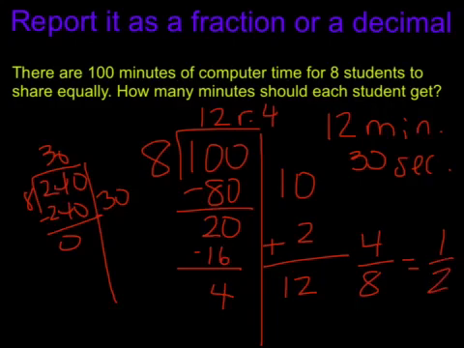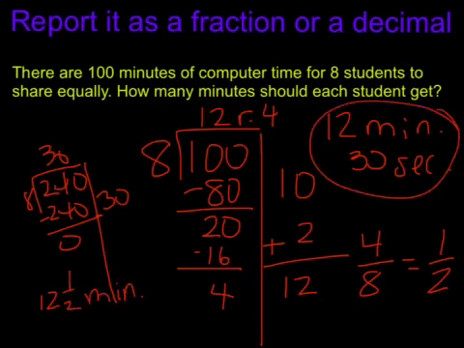So they could have 12 and 1/2 minutes, which is the same thing as the 12 minutes and 30 seconds that we talked about a minute ago. It just has a fraction instead of a whole number after it. We could also report 1/2 as 0.5, so we could also say that they get 12.5 minutes on the computer as well. And all three of these answers really mean the same thing.